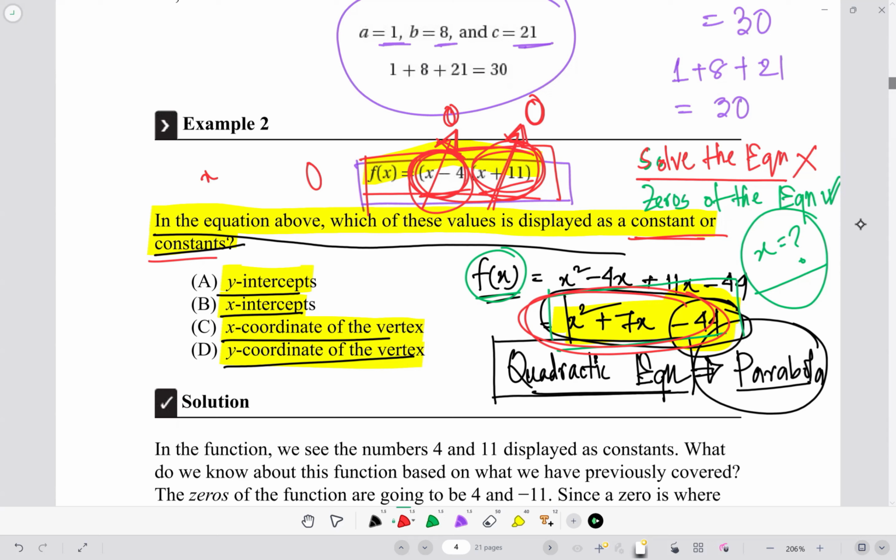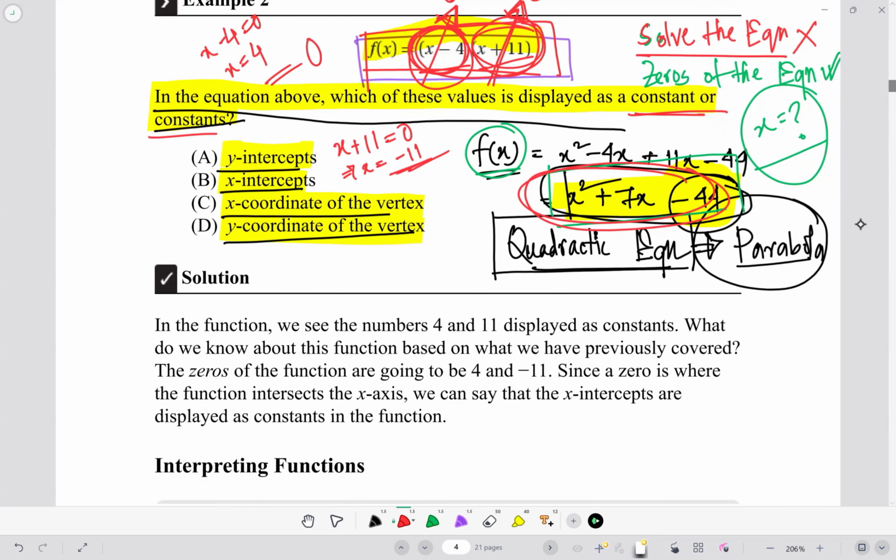So x minus 4 equals 0. What is the value of x? x equals plus 4, right? And x plus 11 equals 0. Then the value of x is negative 11. So plus 4 and negative 11 are the zeros of this function. And the zeros of the function are where the graph intersects the x-axis.